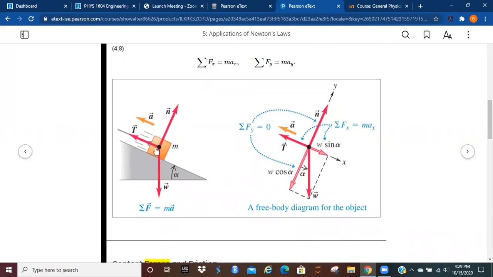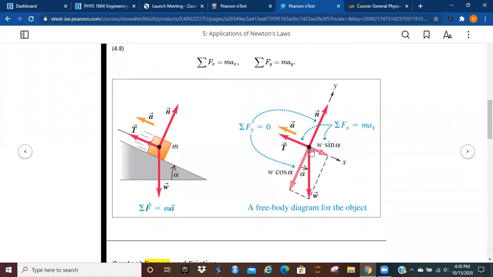So again, if we take a look at our block, we've got a normal force, we've got tension, we've got the weight, and we have an acceleration in this direction. Well, again, if we look at the breakout of the forces here, we've got the weight times the cosine of alpha and the weight times the sine of alpha, normal force, and the weight times the cosine of alpha. You're not seeing any force in that direction, so the sum of those forces is zero.